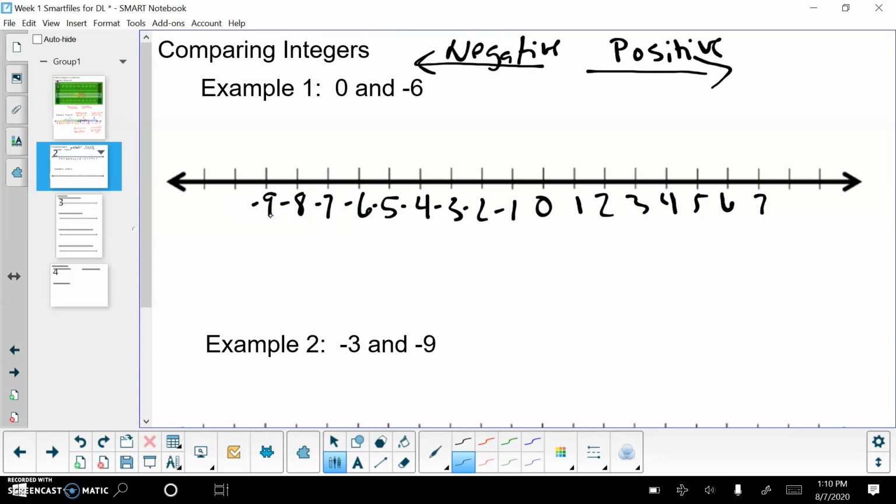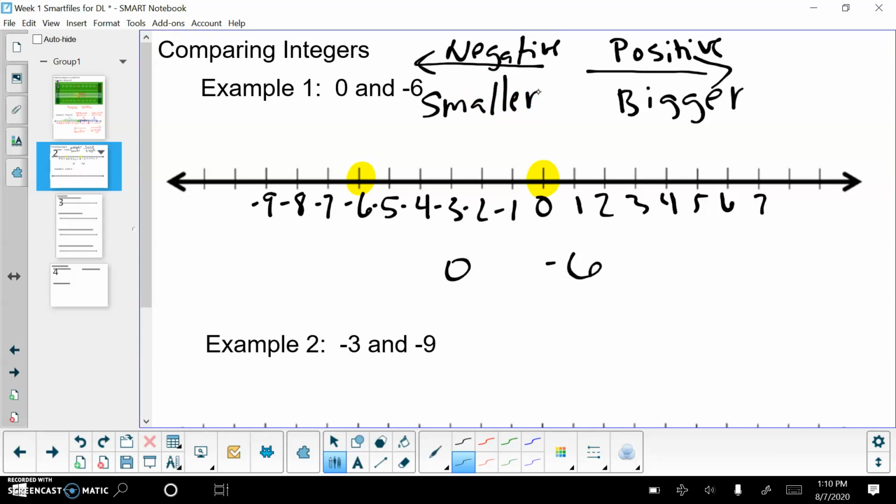There we go. So if I'm going to look at comparing these two, I'm going to highlight where my two numbers are. Here's my 0, and here's my -6. And as far as comparing, what I'm talking about is using the less than or the greater than symbols. So I'm going to write my numbers down here in the order that they were given, 0 and -6, and I'm going to try to determine whether I want to use a less than symbol or a greater than symbol. Now, the other thing to remember about a number line is as you go to the right, the positive side, those numbers are bigger. As you go to the left, the negative side, those numbers are getting smaller.